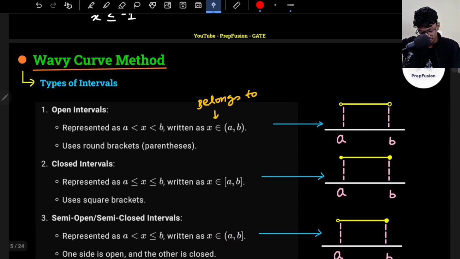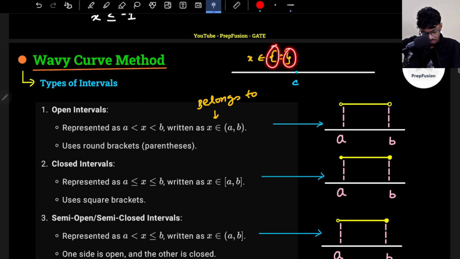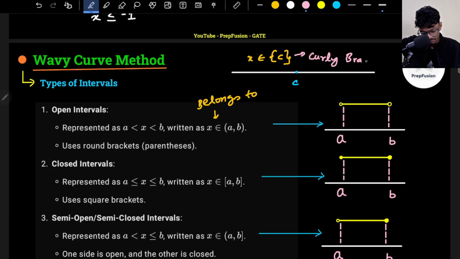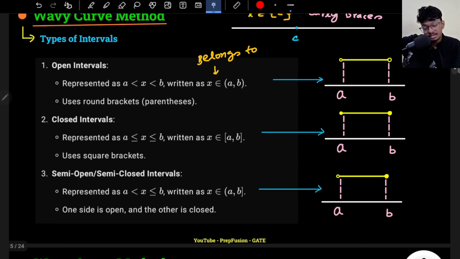Now there is another type of thing as well. If a single number is included, let's say I have a number line and this is c, then we represent x belongs to c with curly braces. If x belongs to a single value, we represent it with curly braces or curly brackets. Let's say x is equal to 6, then 6 will be represented like this. I hope you understood the types of intervals.